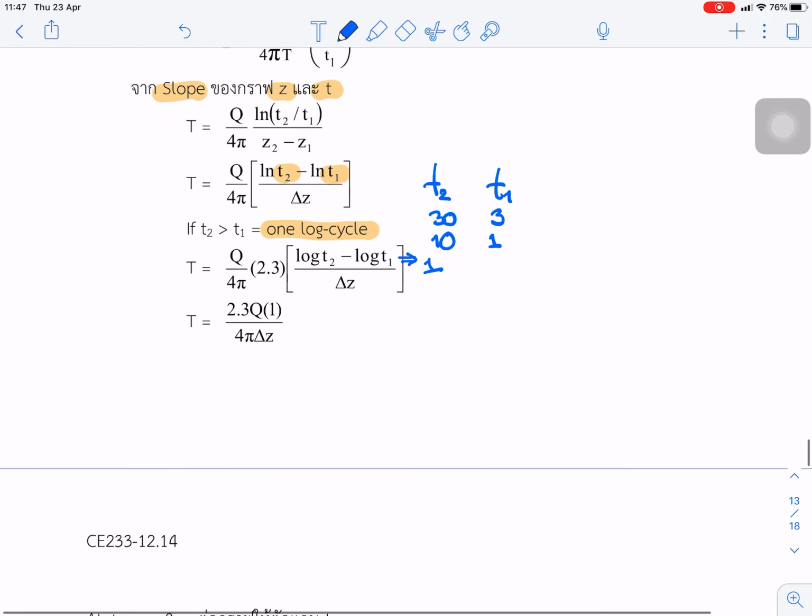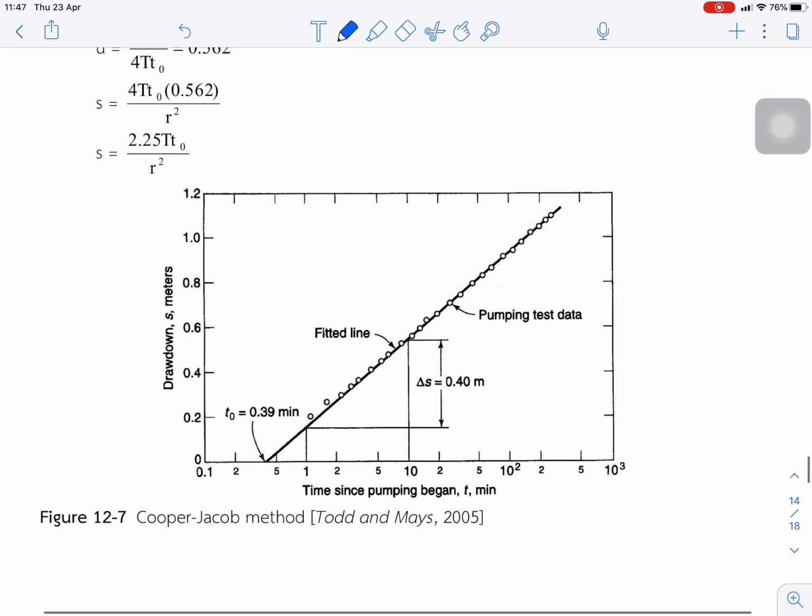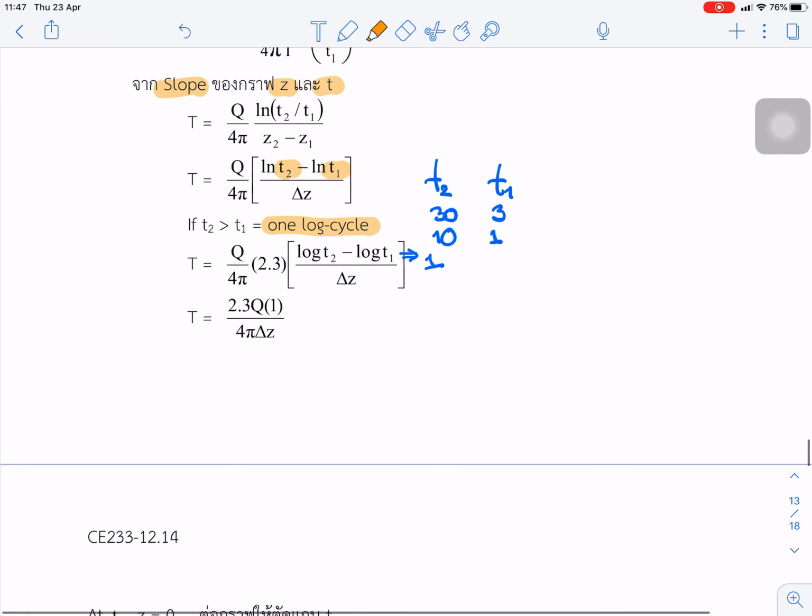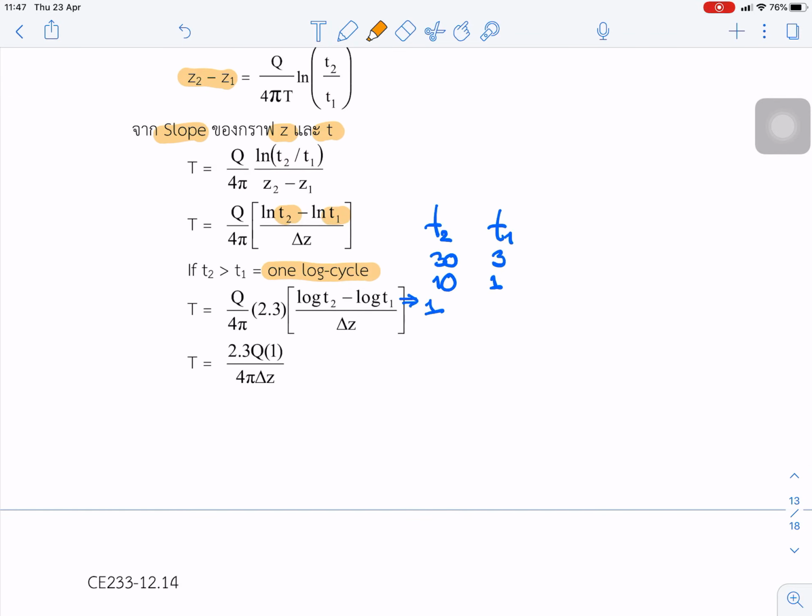We can look at this curve. For example, this one we pick up, we find the slope. This is the slope between time and drawdown, and we find the slope delta s, from a log cycle between 1 and 10. So we can estimate delta s from one log cycle of time, and from this we can estimate the T based on this equation.